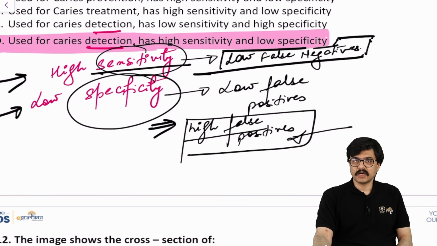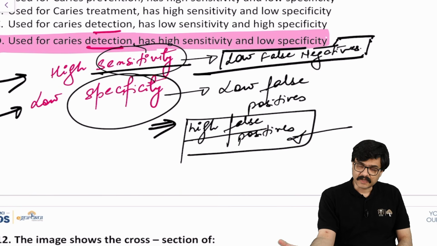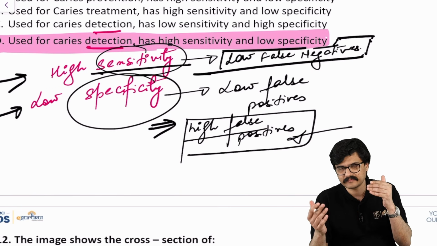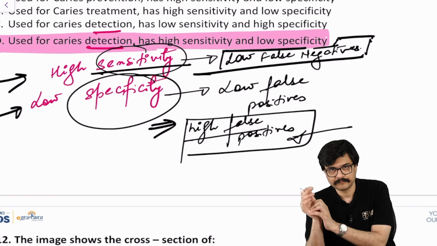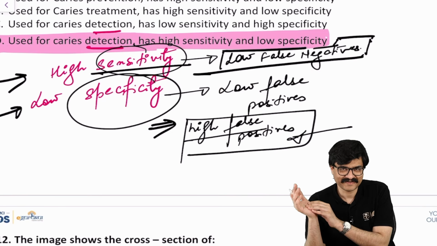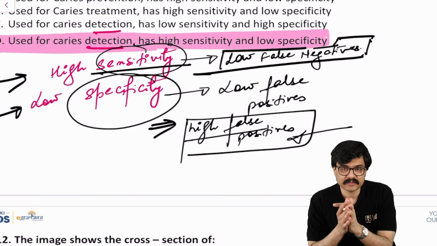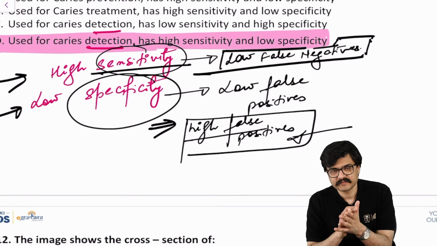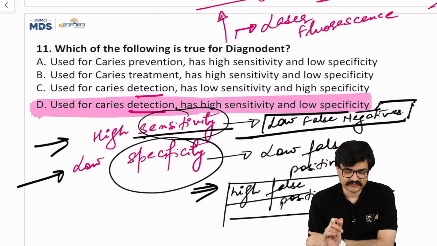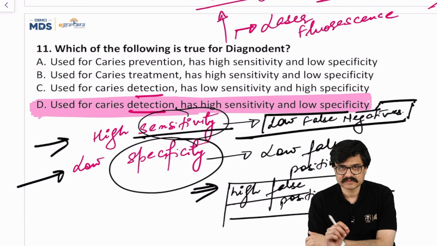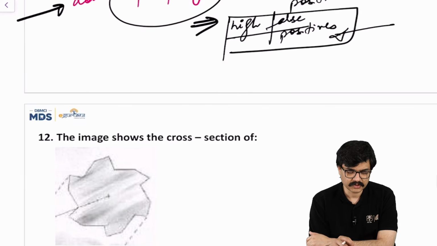Why? Because bacteria from the plaque also, if there is no caries but there's bacteria in the plaque, would also release a lot of fluorescence, a lot of infrared light. That would be wrongly interpreted as caries. So that's why specificity is low. So the best answer is D here. It is used for caries detection, has high sensitivity and low specificity, right? Slightly tough question. Yes, conceptual.